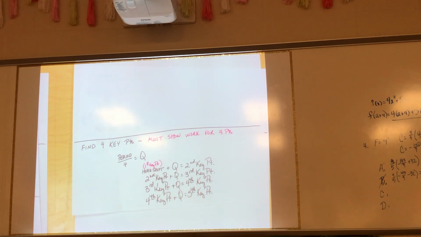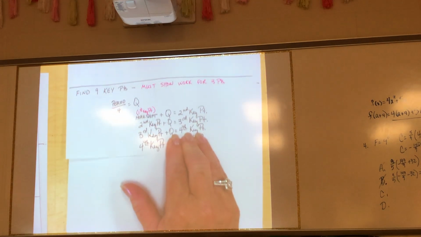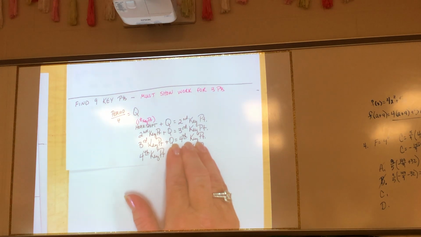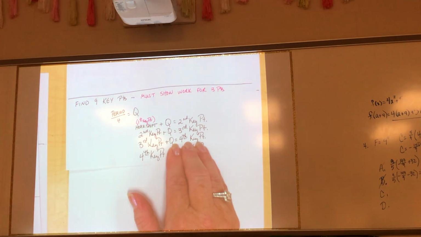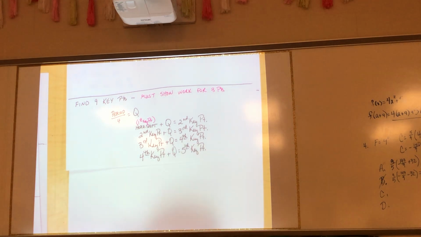Okay? Now what did I say? I said you only had to show me work for 3 of them. There's your work for 3 of them right there. Because once you find these 3, you're going to see a pattern to the numbers, and you're going to be able to just pop the rest of them off. So if I just told you this off the beginning, you'd be like, what? What in the world?